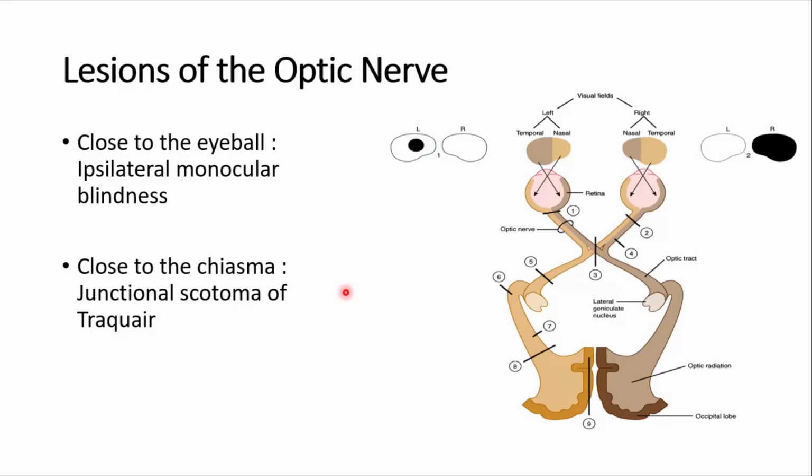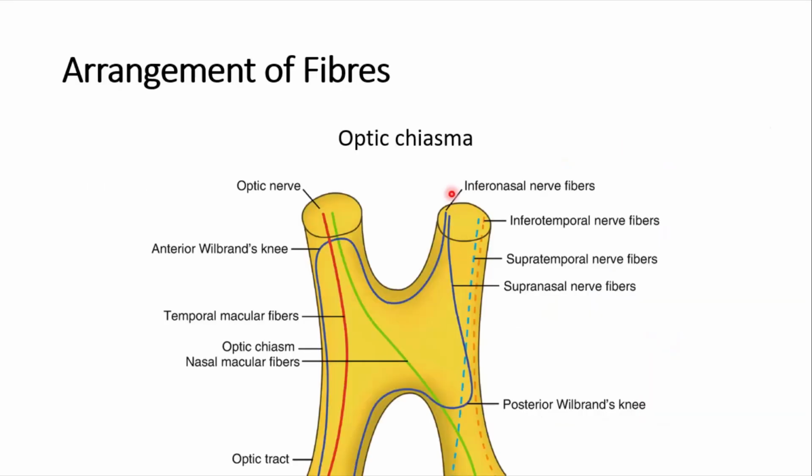Now let us understand what that is. So we all know that the nasal fibers cross at the region of the optic chiasma. But the crossing is not a direct straight movement to the opposite side. So here we have the inferonasal fibers and the superonasal fibers. Here we have the inferotemporal and the superotemporal fibers. Now, instead of going straight like this to the opposite side, these inferonasal fibers will go into the opposite optic nerve to a certain extent, and then go to the optic tract. Now this is called the anterior knee of Wilbrand.